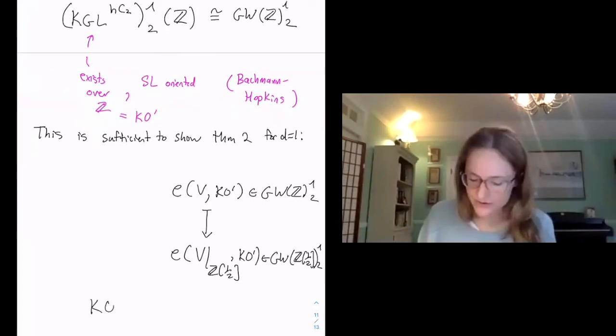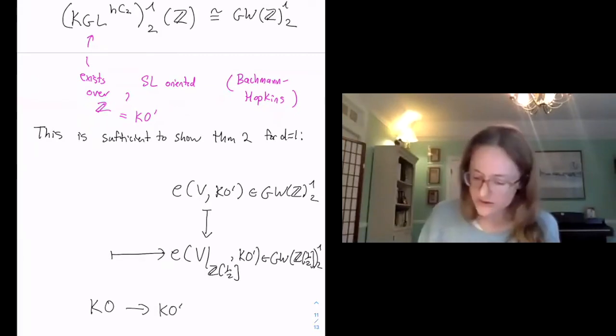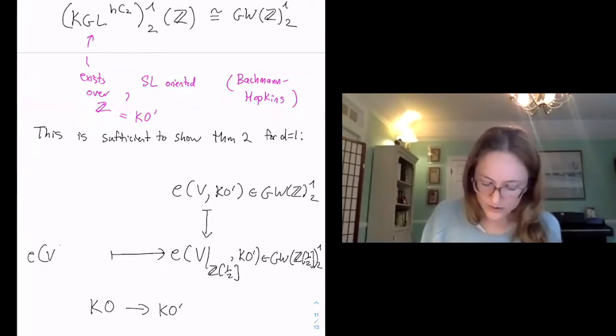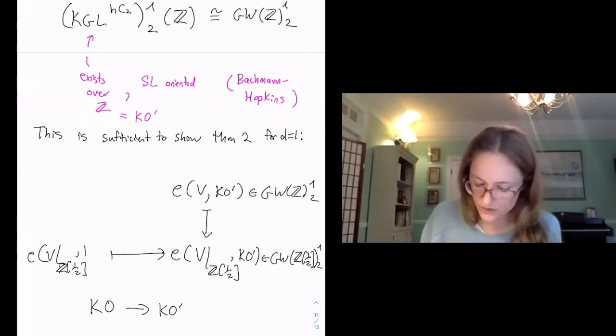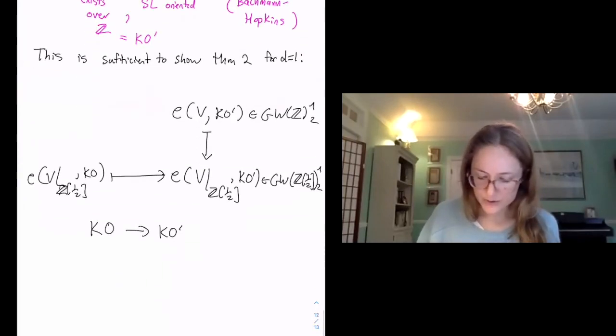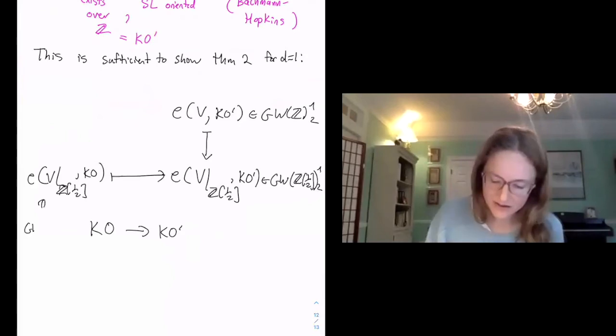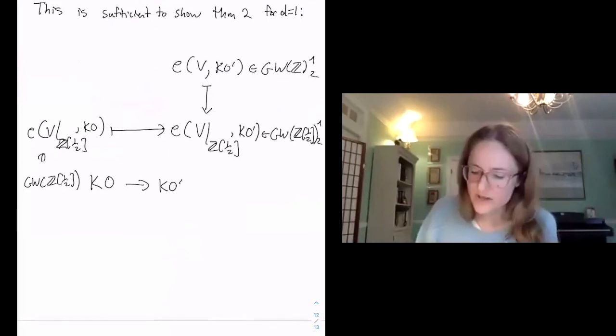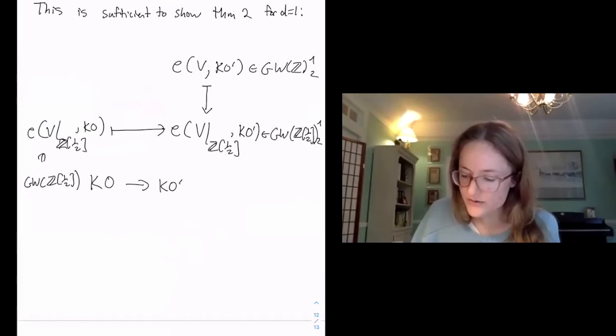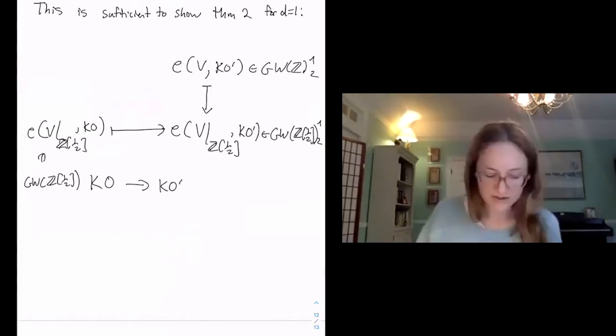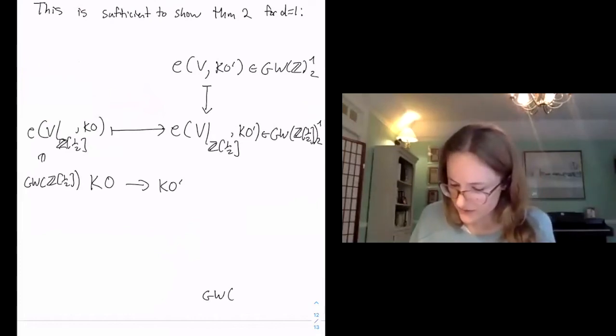Moreover, there's a map from KO to KO prime, giving that the Euler number when KO exists over 1/2 maps here too. And since these two elements map to the same element in there, they determine an element of the fiber product.